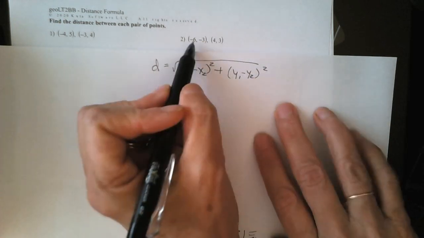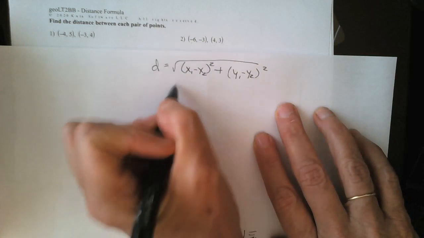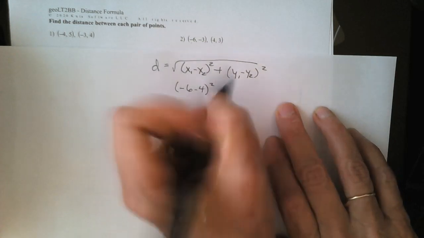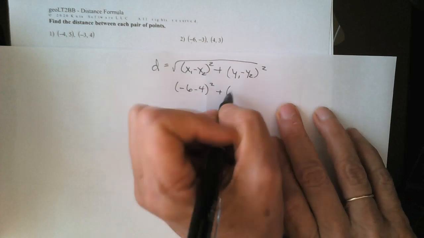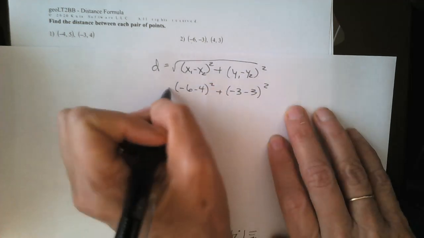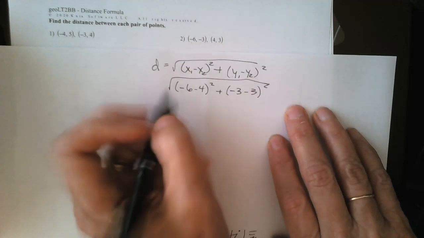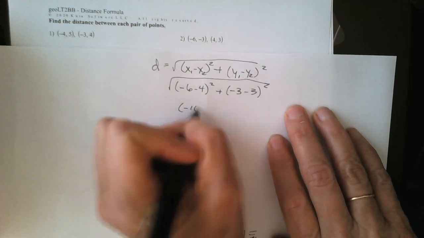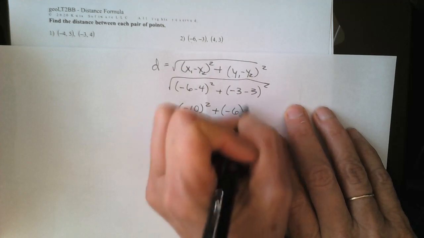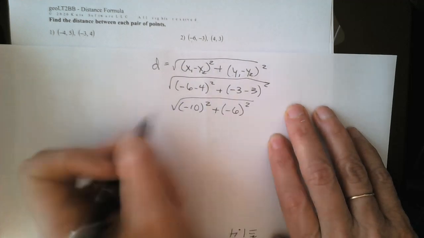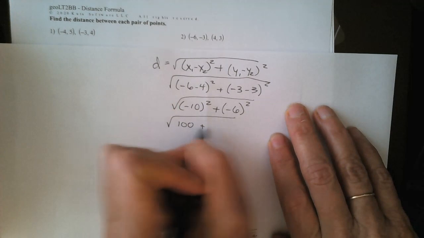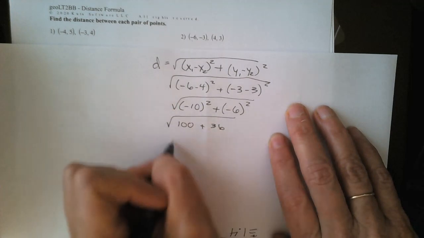So here are the x's. So -6 minus 4 squared, plus -3 minus 3 squared. So that's -10 squared plus -6 squared. So that's 100 plus 36. So the square root of 136.